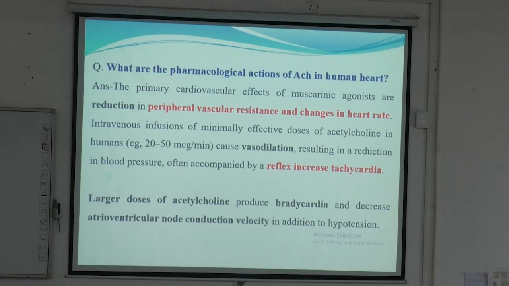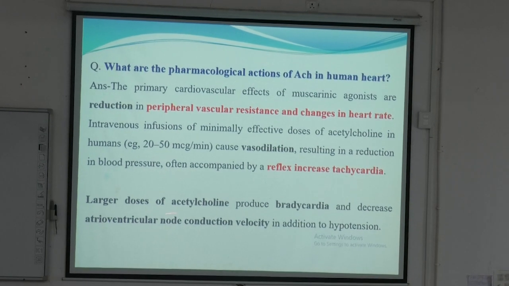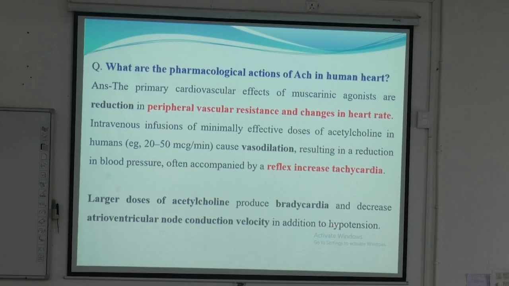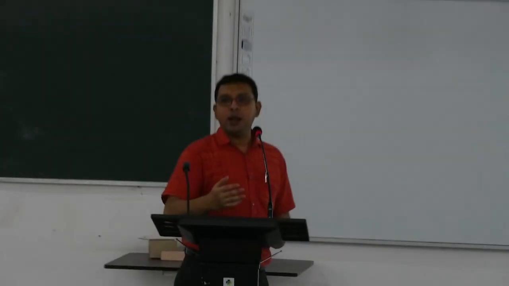Already we have discussed, in the heart there is the SA node, AV node, etc. In all these cases there is innervation of the cholinergic nerves, and ultimately all this decreases the impulse generation, and bradycardia occurs, and decreases atrioventricular node conduction velocity, in addition to hypotension. When there is bradycardia, there will be hypotension.